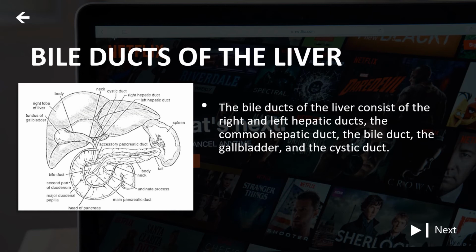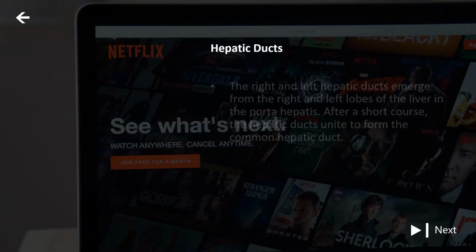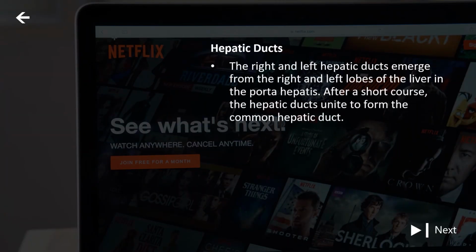The bile ducts of the liver consist of the right and left hepatic ducts, the common hepatic duct, the bile duct, the gallbladder, and the cystic duct. The hepatic ducts, the right and left hepatic ducts, emerge from the right and left lobes of the liver in the porta hepatis. After a short course, the hepatic ducts unite to form the common hepatic duct.